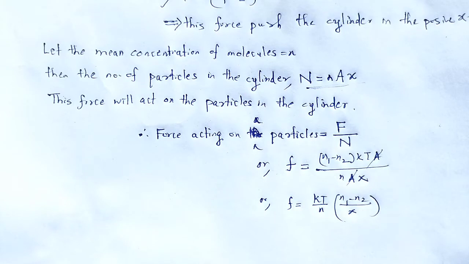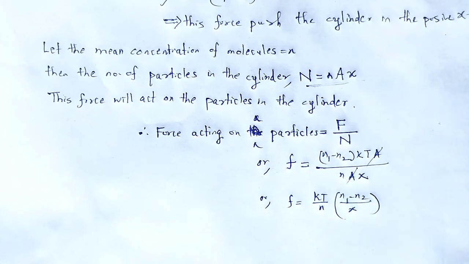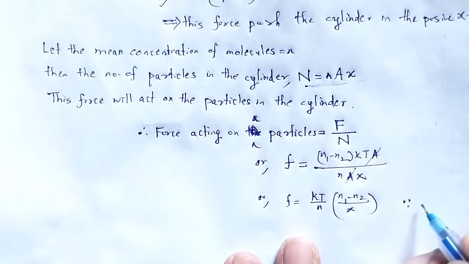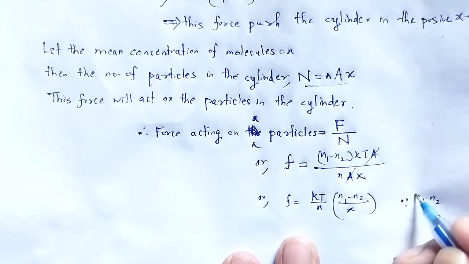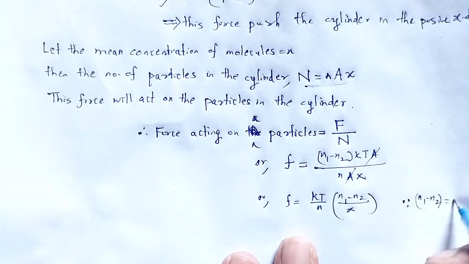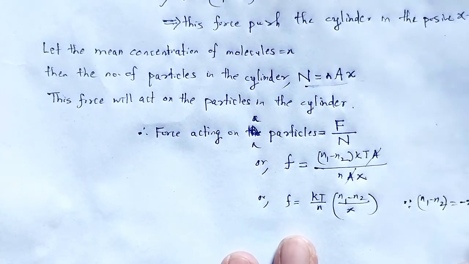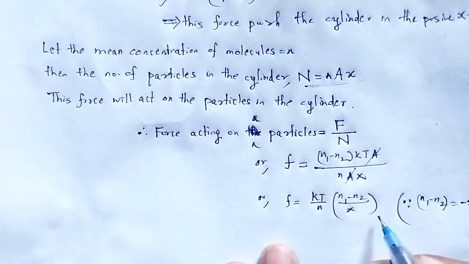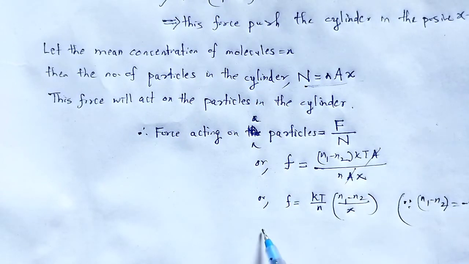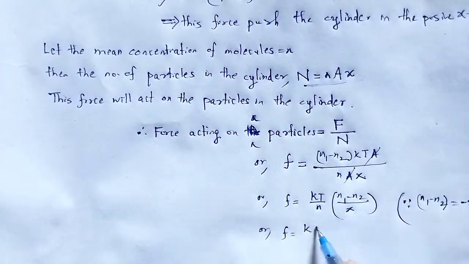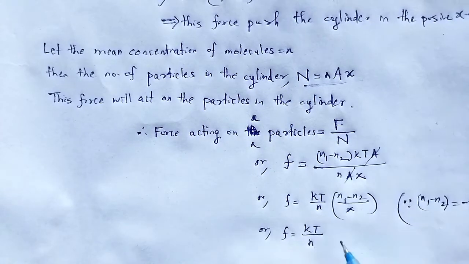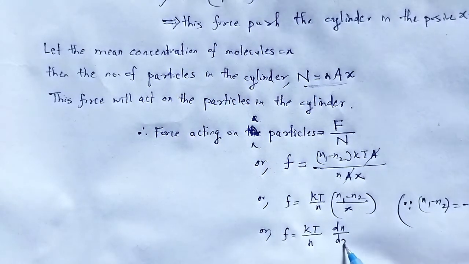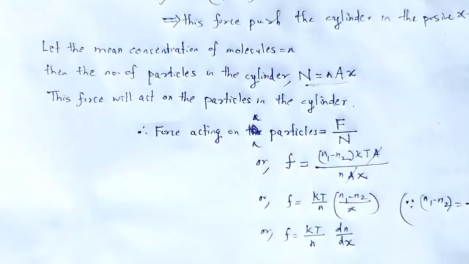and instead of (n1 minus n2) divided by x, we can write, as we know, n1 minus n2 is equal to minus x dn by dx. Therefore, f is equal to kT by n dn by dx. This is the force kT by n dn by dx, force acting on a particle.